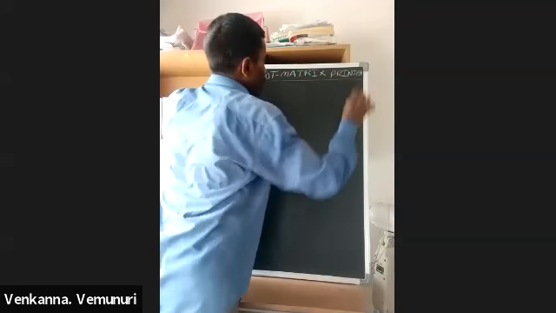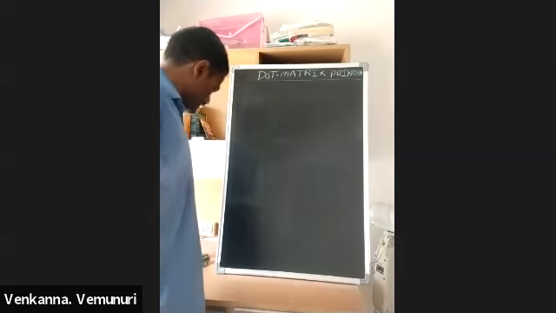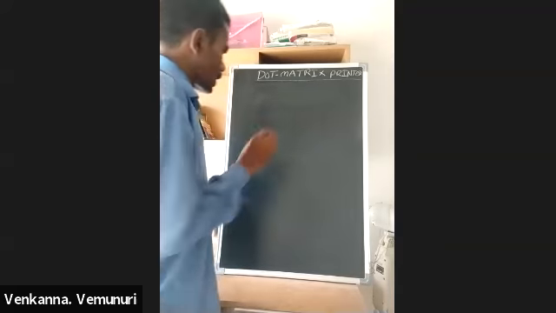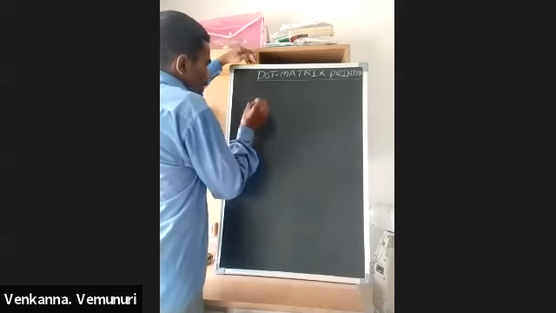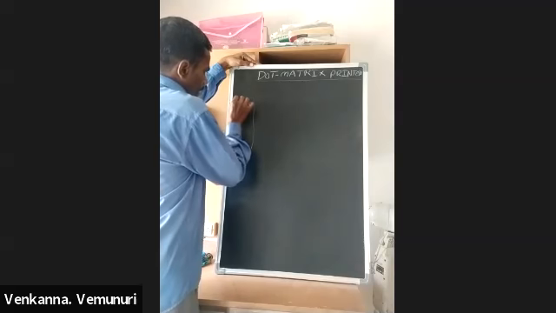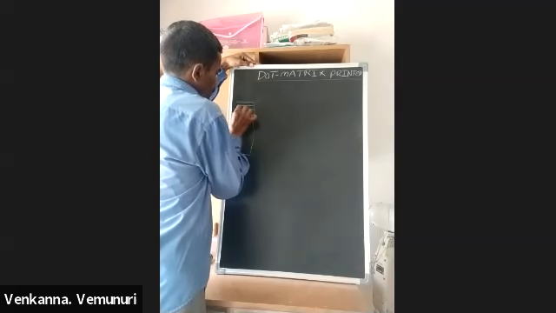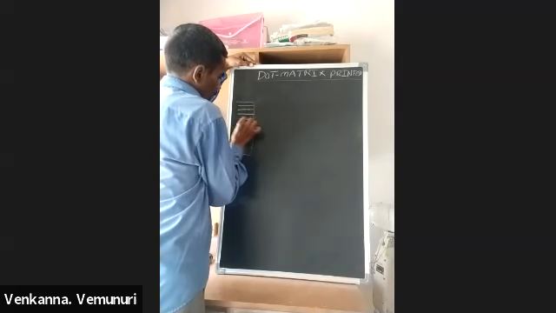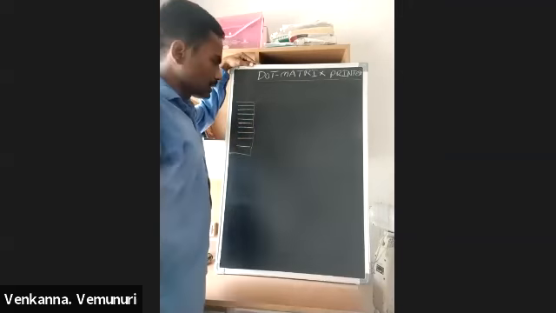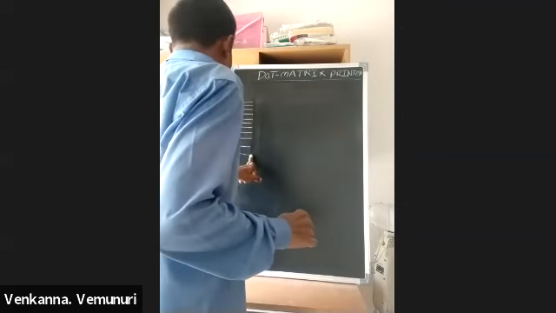Now we are discussing how the dot matrix printer works. Actually, a dot matrix printer has one print head. Inside, the print head looks like this. In this print head there are 9 pins: 1, 2, 3, 4, 5, 6, 7, 8, 9. 9 pins are available in the dot matrix printer print head.